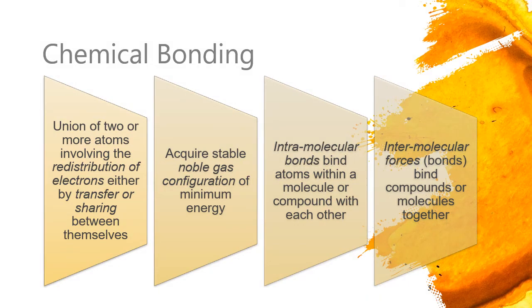By definition, chemical bonding is a union of two or more atoms involving the redistribution of electrons either by transfer, which is ionic bond, or sharing, which is covalent bond, between themselves. So why are these atoms bonded? It is because they acquire a stable noble gas configuration of minimum energy.